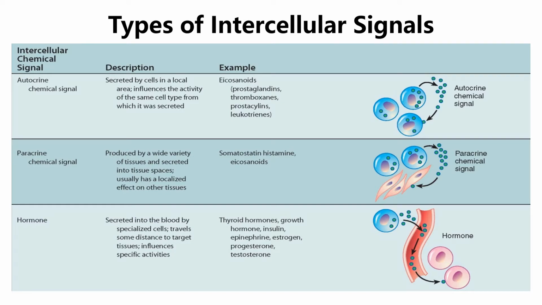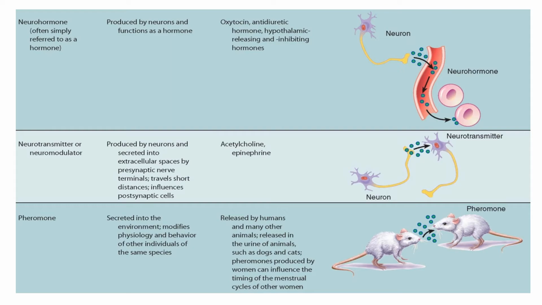Okay, and then for hormones, they are secreted into the bloodstream by specialized cells. And then you also have the neurohormone. Again, these are released by the neurons and function as a hormone. And then you have the neurotransmitter. These are produced by neurons and secreted to extracellular spaces. And then the pheromones, which are secreted into the environment.